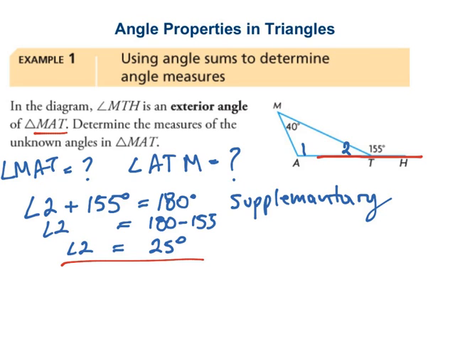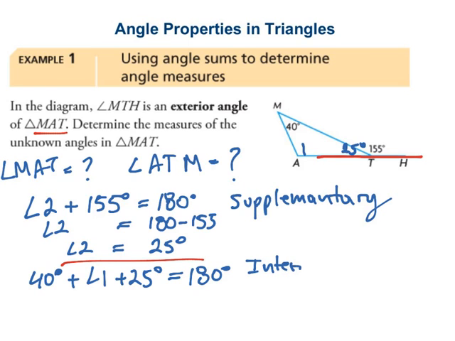So here's your first measure. Now what about angle 1? We know now angle 2, so we can erase angle 2 and put in 25. We know that if we take 40 and add to angle 1 plus 25, we'll get 180. And that's because interior angles in a triangle add up to 180 degrees. We can write that down. Interior angles in a triangle. Let me just draw the little triangle.